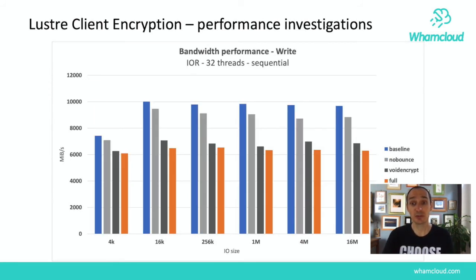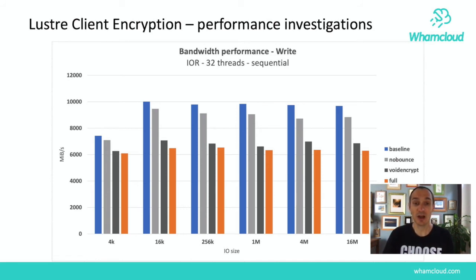In read, we observe a performance drop of around 20%. To investigate those results, we made some modifications in the way client encryption is implemented in order to test various hypotheses. The first hypothesis we tested consists in using in-place encryption with FSCrypt.